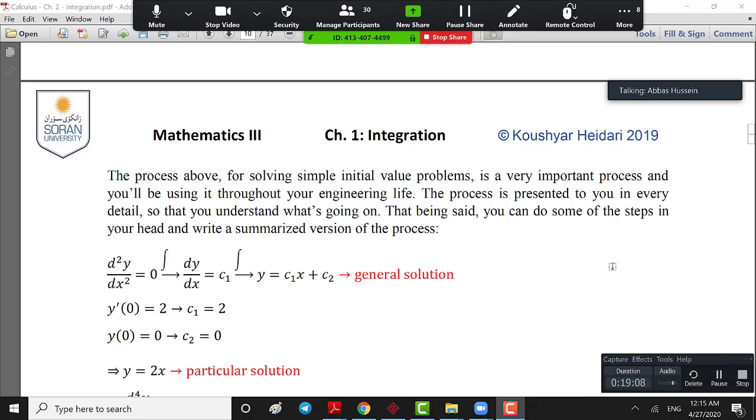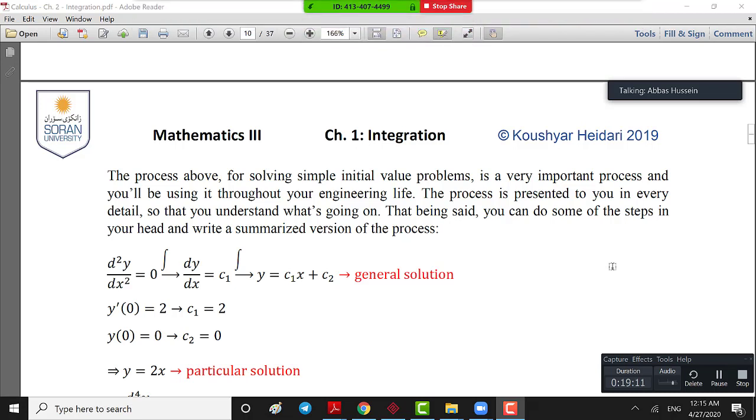We need just say we need two times antiderivative, yes? Yes, exactly. And we can say that just the antiderivative of 0 is equal to c, yes. And y prime of 0 is equal to 2, it means c1 is equal to 2.